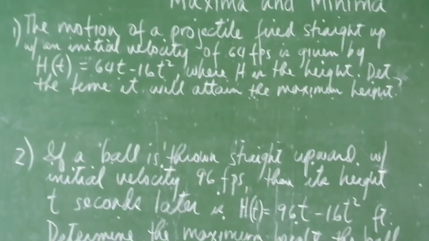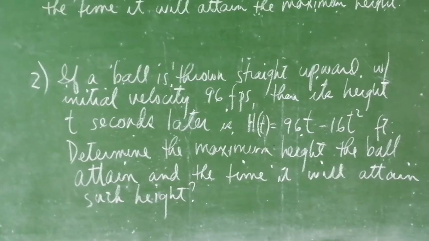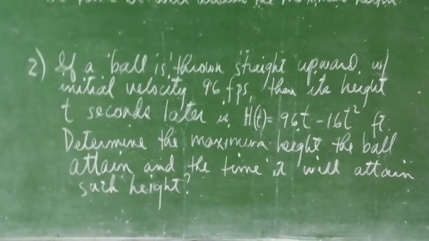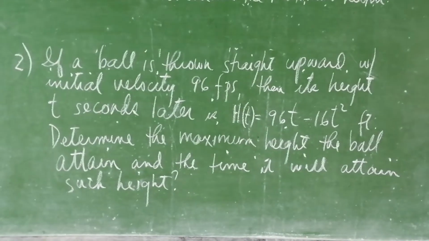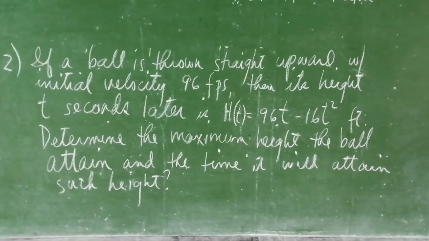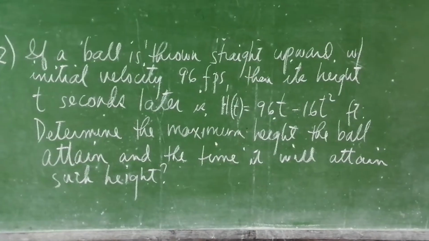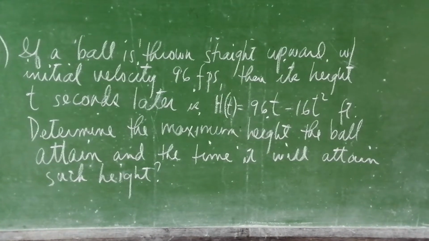Number 2: if a ball is thrown straight upward with an initial velocity of 96 feet per second, then its height t seconds later is h of t equals 96t minus 16t squared feet. Determine the maximum height the ball attains and the time it will attain such height.